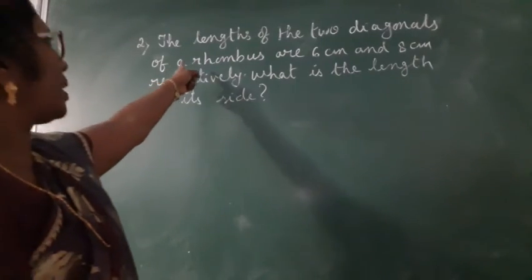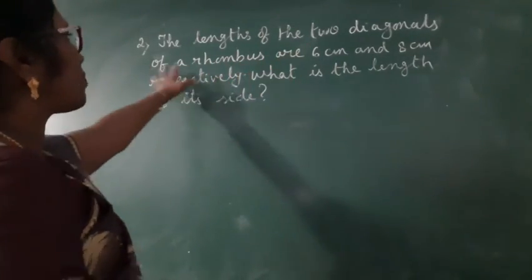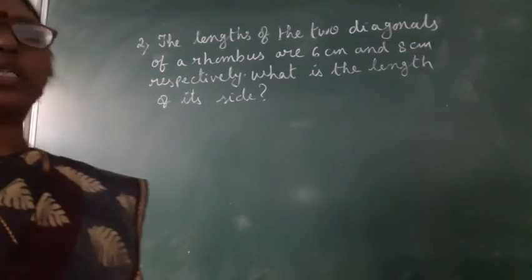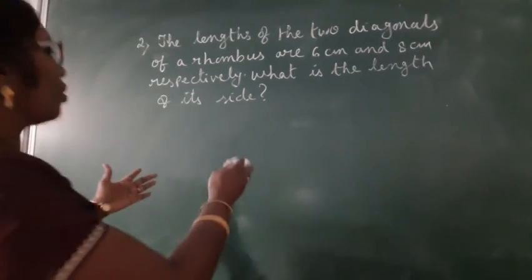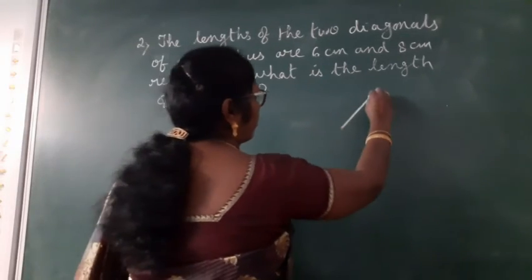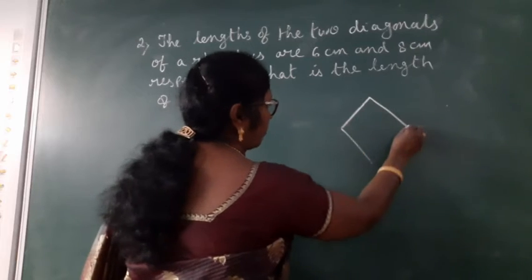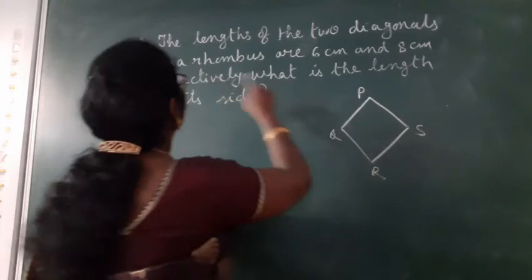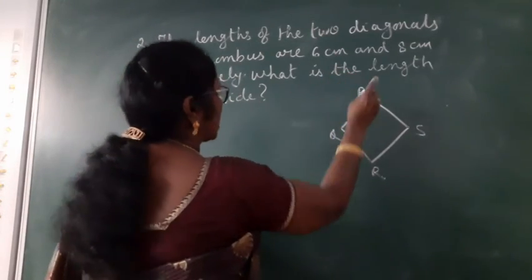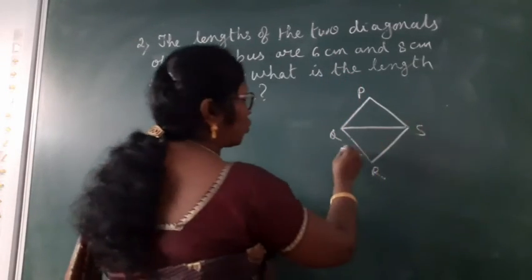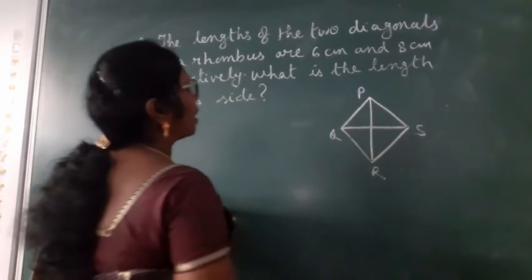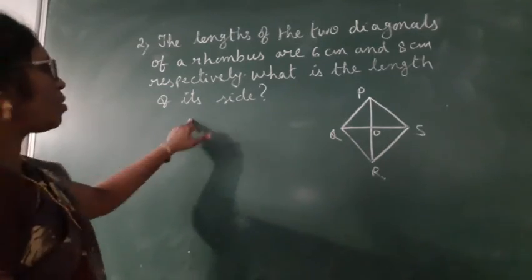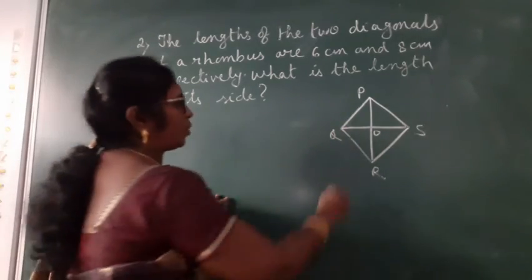Your second question is: the lengths of the two diagonals of a rhombus are 6 cm and 8 cm respectively. What is the length of each side? So let me draw the figure. Rhombus. Let me name it as PQRS. The two diagonals are given as 6 cm. Let us take QS as 6 cm. PR is 8 cm. Let them intersect at O. If it is so, what is the length of each side we have to find out?